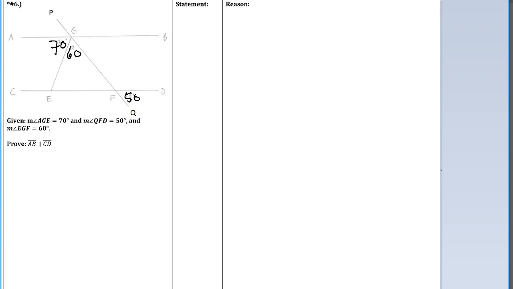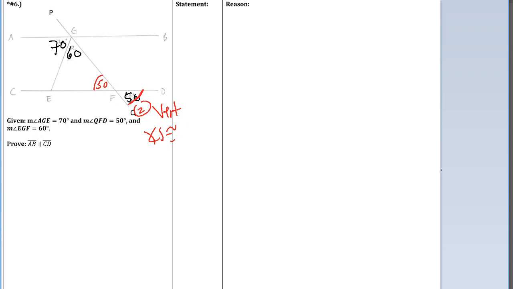So there are a couple of great places to do this. I'm going to use the 50-degree angle to get another angle in the triangle. This 50-degree angle is vertical with this 50-degree angle. So this is 50, and we were able to say that because, so this is going to be our second statement and reason because our first one will be given. So this is vertical angles are congruent.